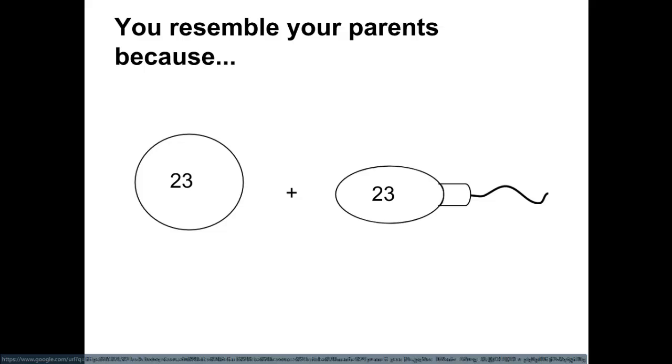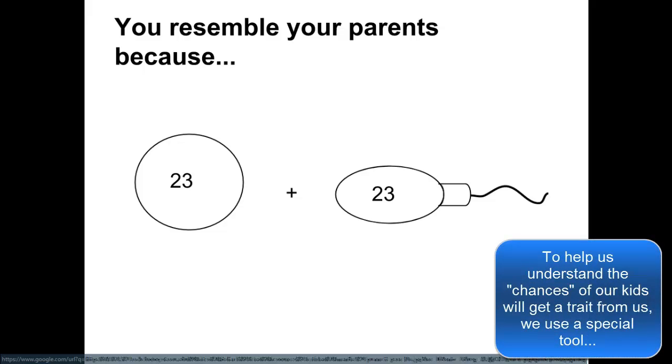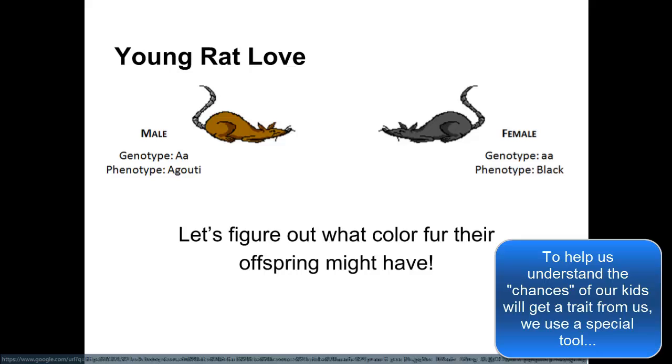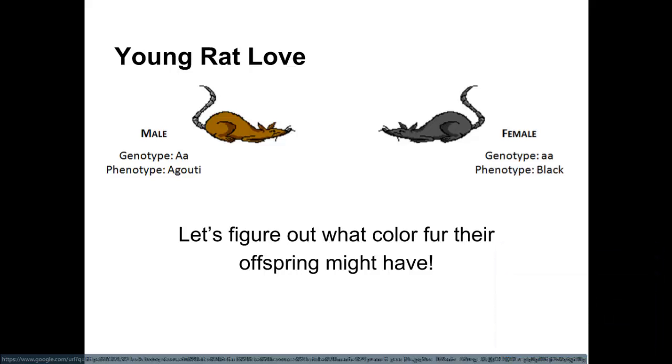Now, what we're going to be doing is taking this knowledge, and if we happen to know our genotypes, we can actually use this information to help predict what the offspring could have. This is extremely important and helpful when you have certain genetic traits in your family that could possibly cause health concerns.